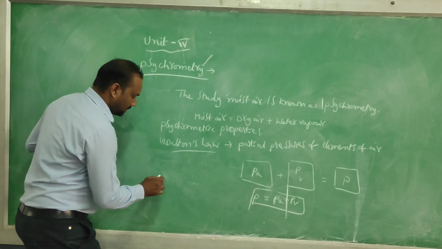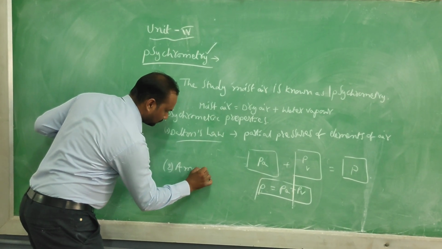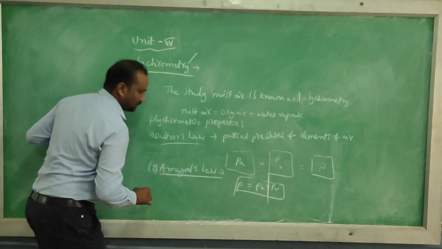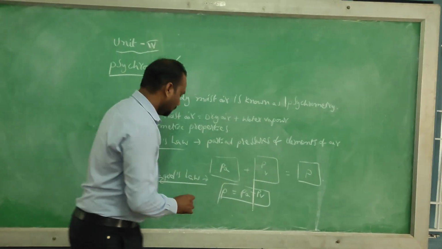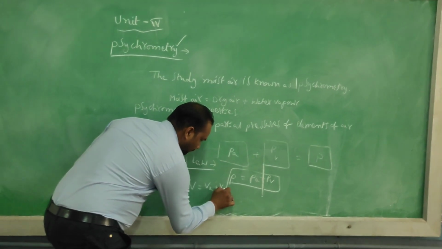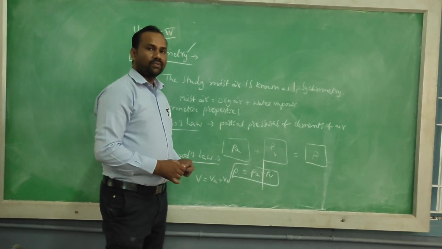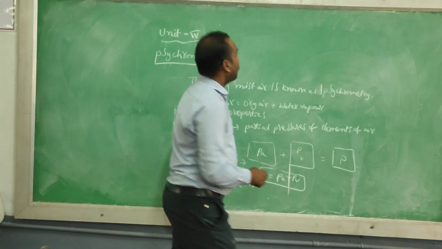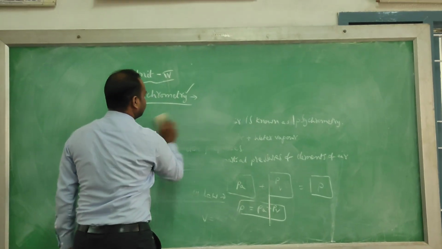In a similar manner, there is another law called Avogadro's law. It deals with partial volumes. Avogadro's law deals with partial volumes. It states that the total volume occupied by the moist air is equal to the algebraic sum of the individual volumes occupied by the elements. So it is called Avogadro's law.